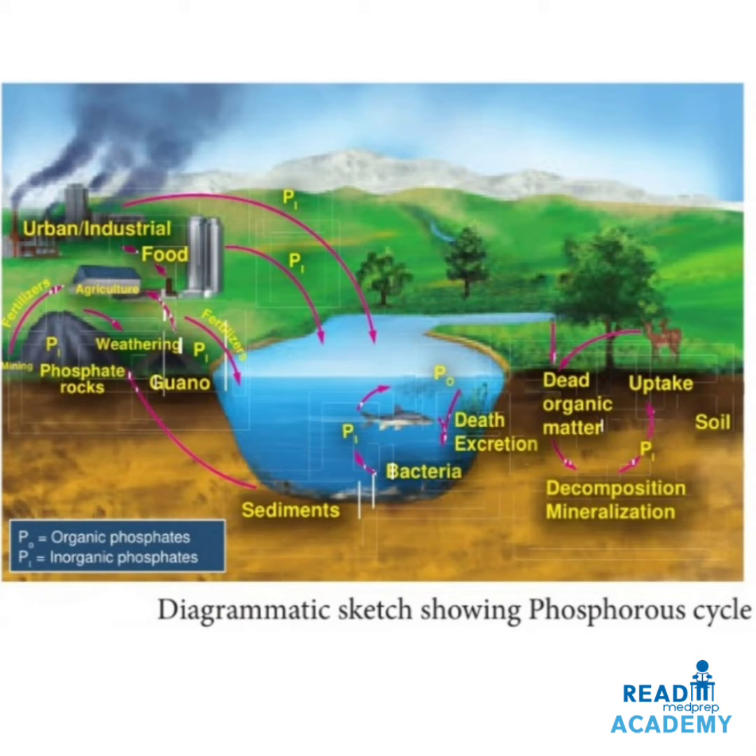These organic phosphates that are formed in the decomposition and mineralization process by the dead organic matter of the plants in the water bodies as well as the land are taken up by the plants, and these inorganic phosphates are again released by the dead and decaying organic matter.